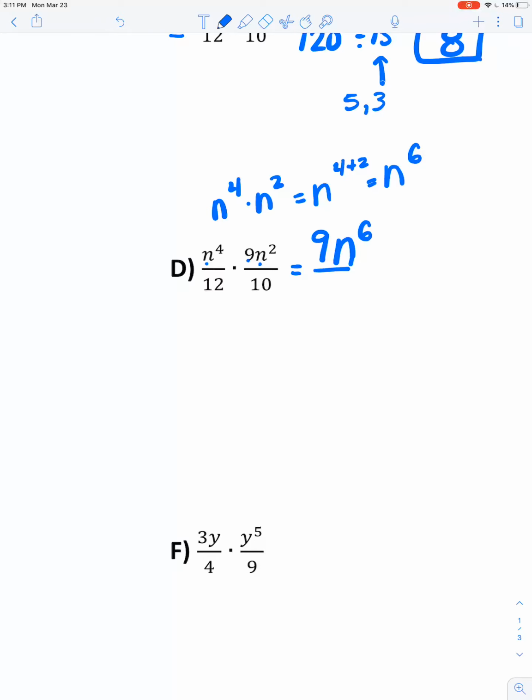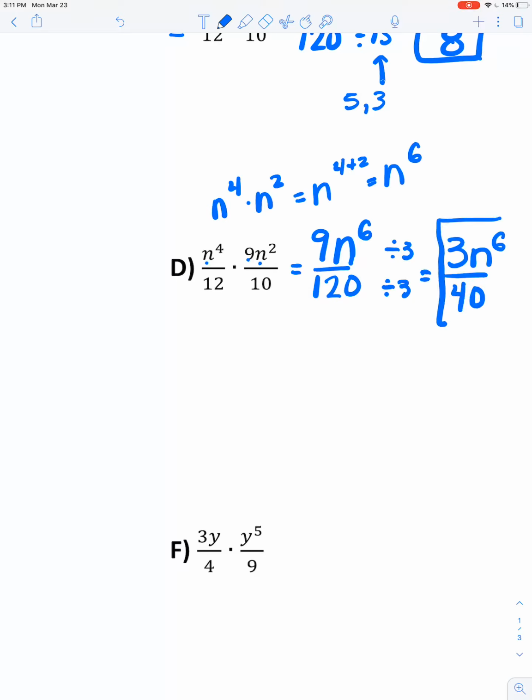On the bottom we have 12 times 10, which is 120. And I know 9 and 120 are both divisible by 3. So let's go ahead and do that. 9 divided by 3 is 3, and 120 divided by 3 is 40. That would be as simplified as we can make that problem.